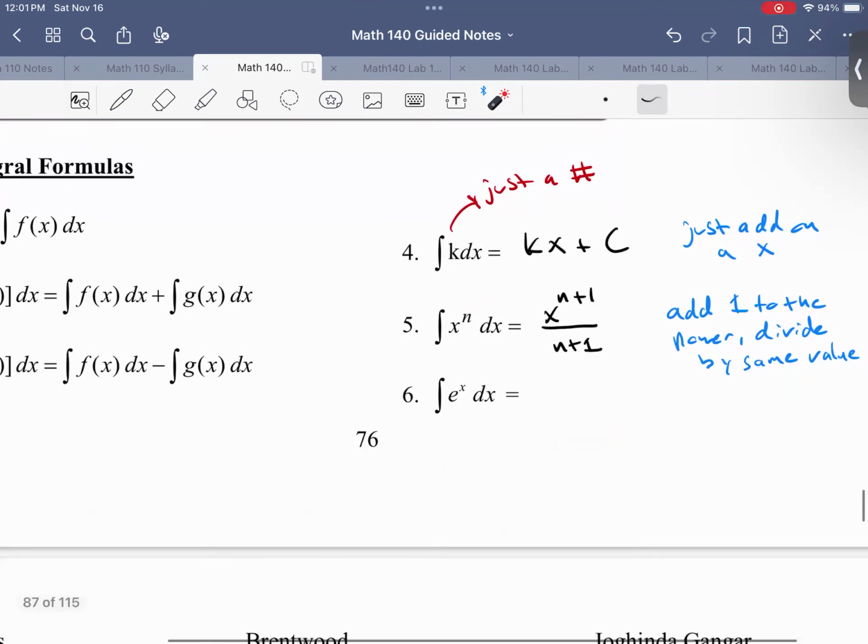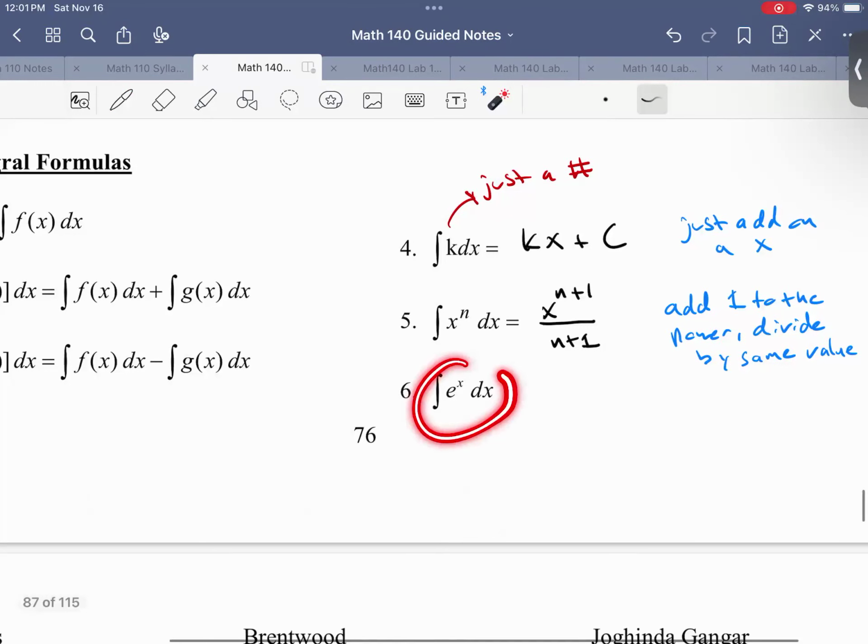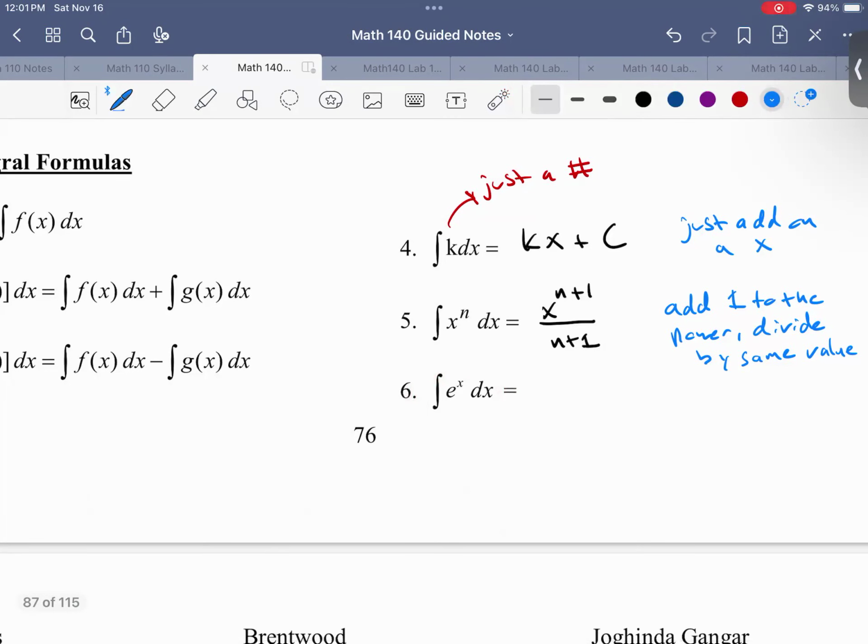Okay, so number 6, e to the x. I'm sorry, not the derivative, the integral of e to the x, much like the derivative of e to the x, is just going to be itself. Much like with a derivative, it's just a continuous loop with exponential x.